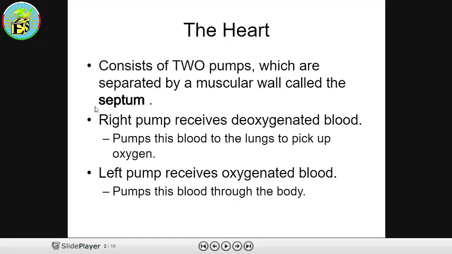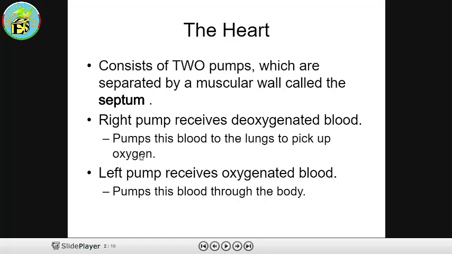Now we know that there are two pumps, left and right. First of all, we will discuss the right pump. Right pump receives deoxygenated blood. I will repeat, deoxygenated blood. Deoxygenated blood means the blood without oxygen. And what is the function of right pump? It pumps this blood to the lungs to pick up the oxygen.